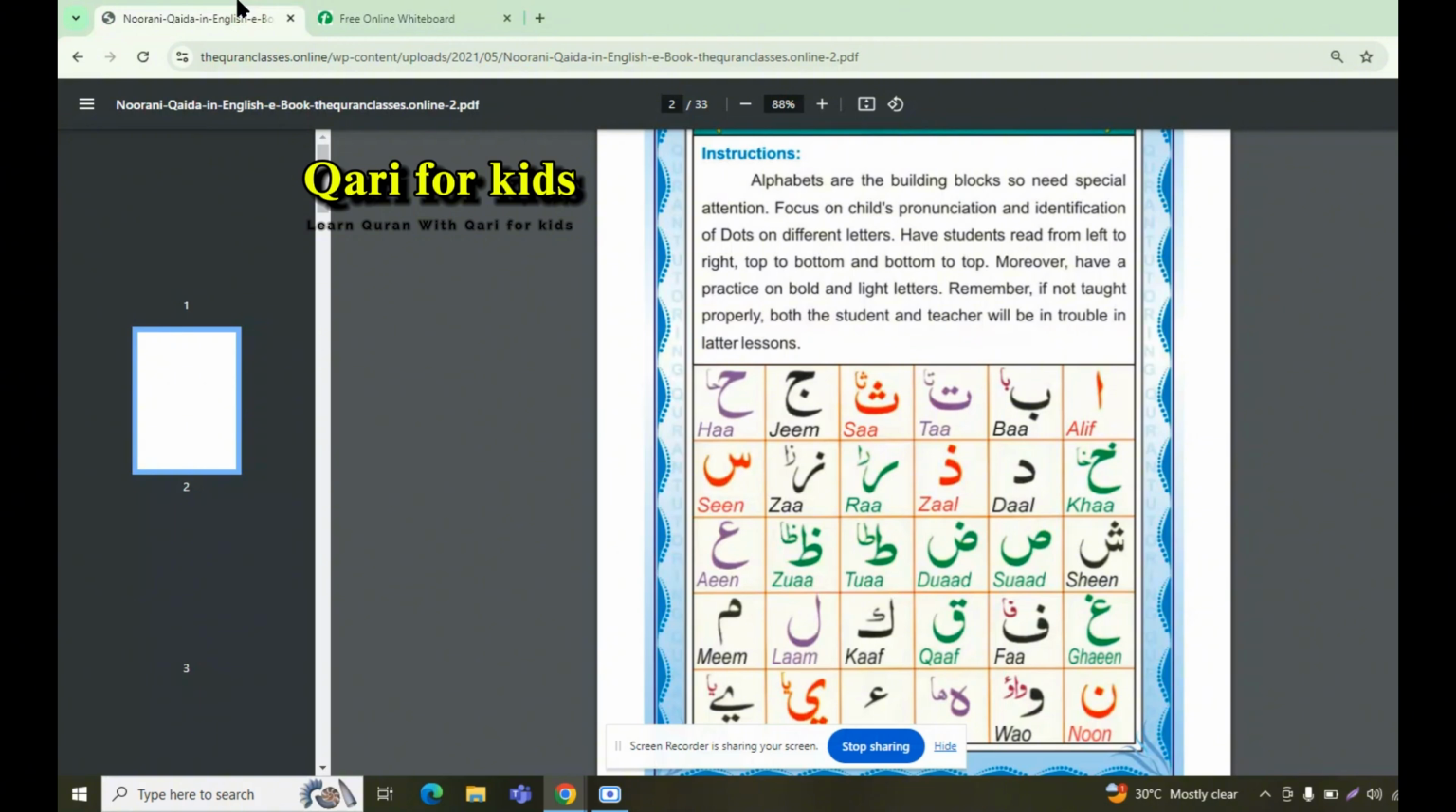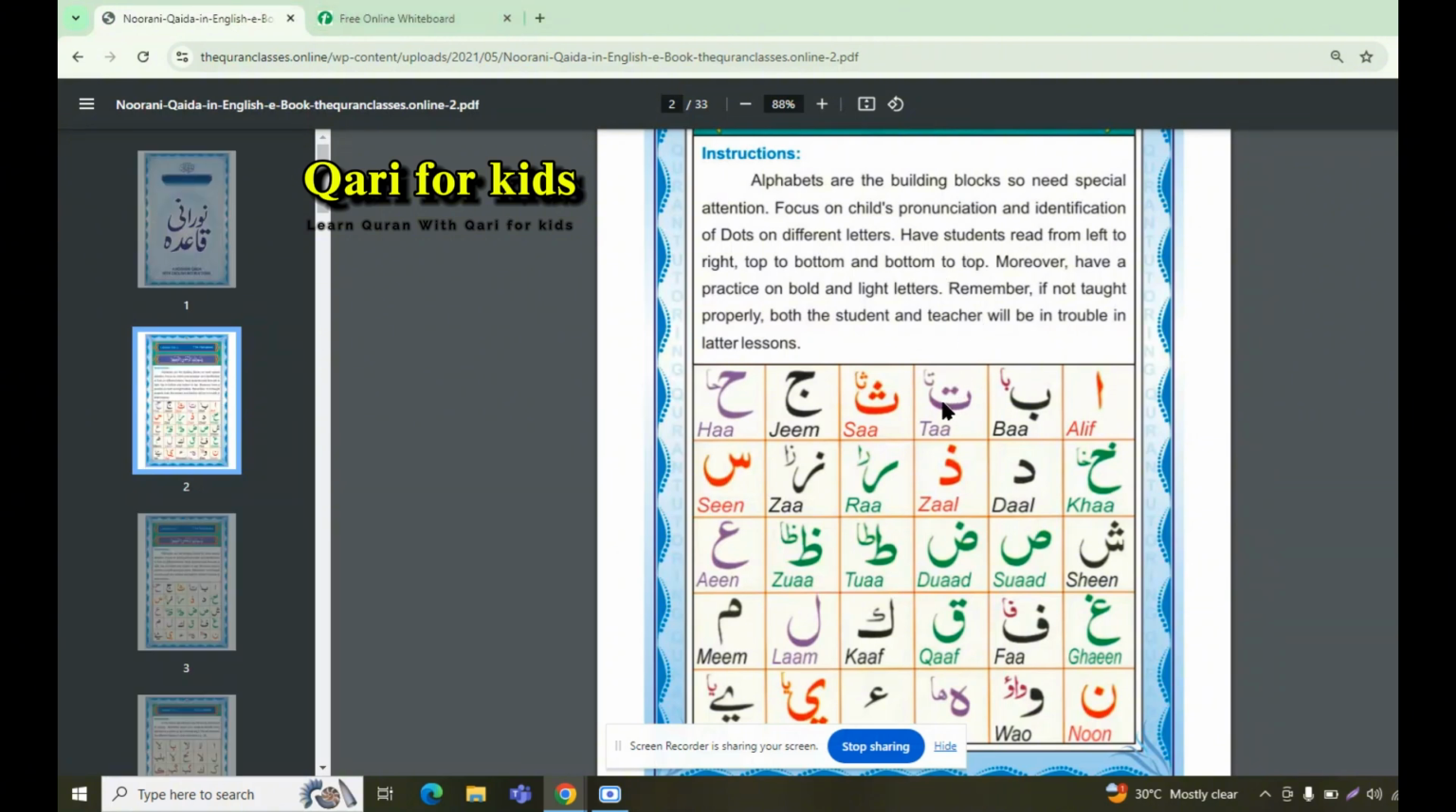Similarly, Ta and Sa also look alike, but the only difference among the three is that Ba has one dot below, Ta has two dots above, and Sa has three dots above. I hope you understand.